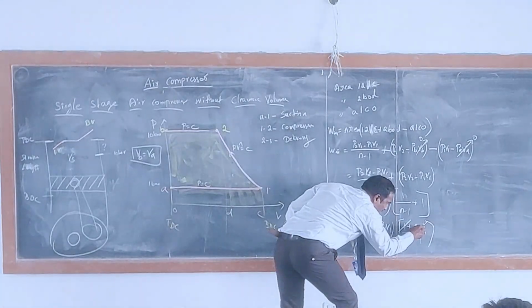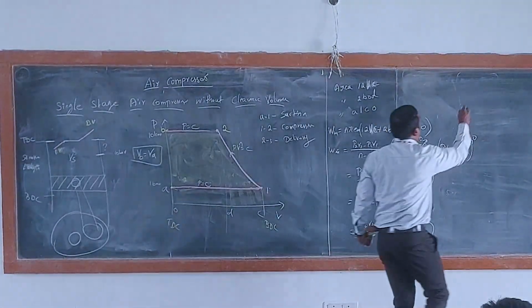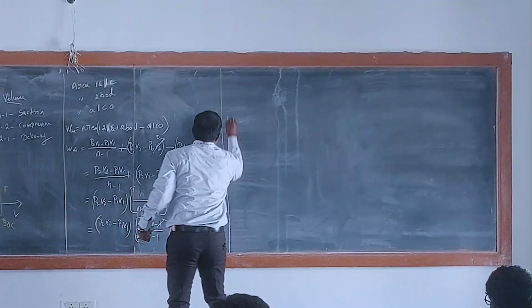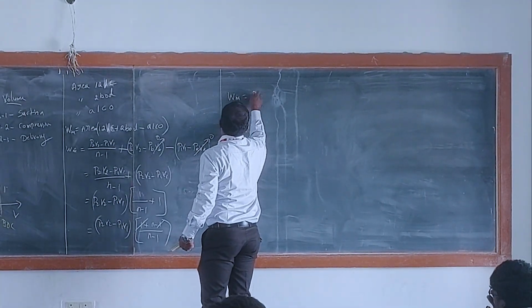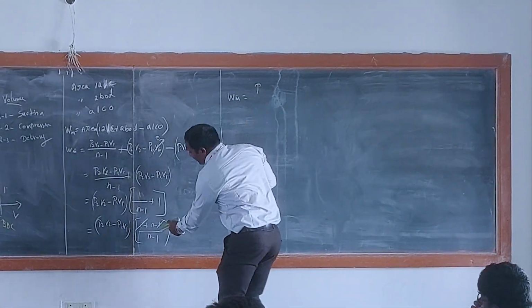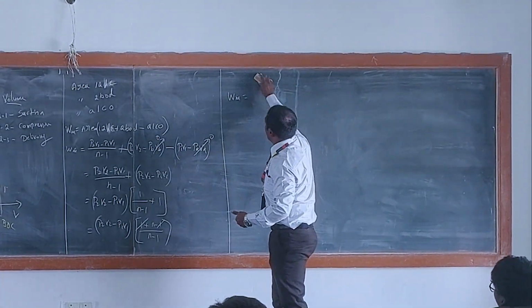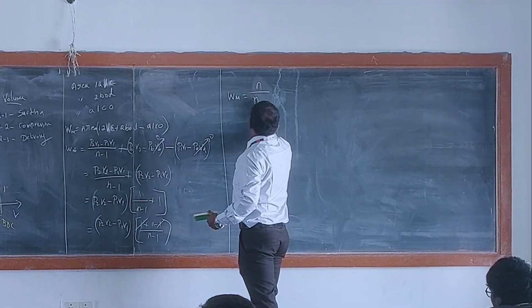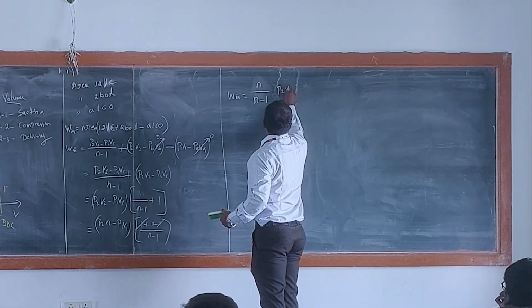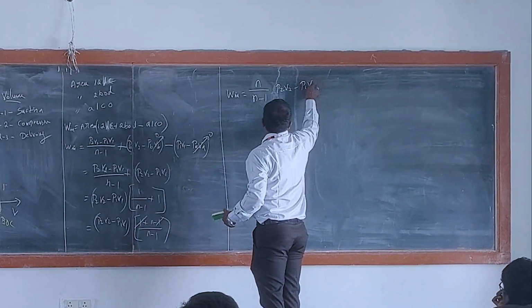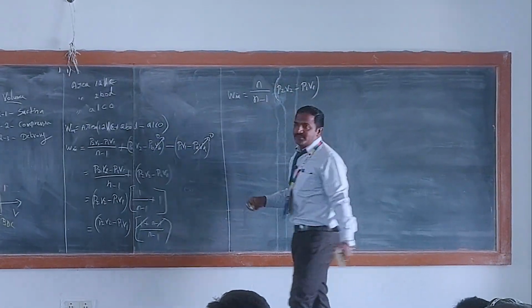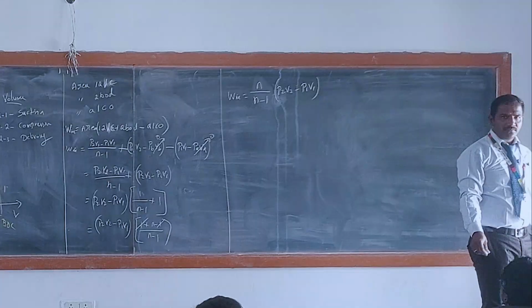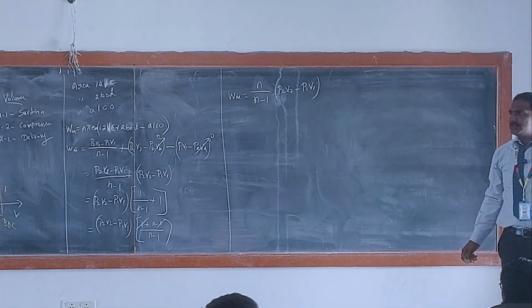This one will get cancelled. Your final equation will become Wn is equal to, first we will write this one: n by n minus 1 times P2 V2 minus P1 V1. Got it? Any doubts?